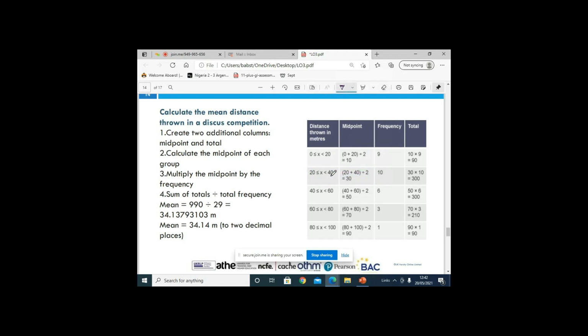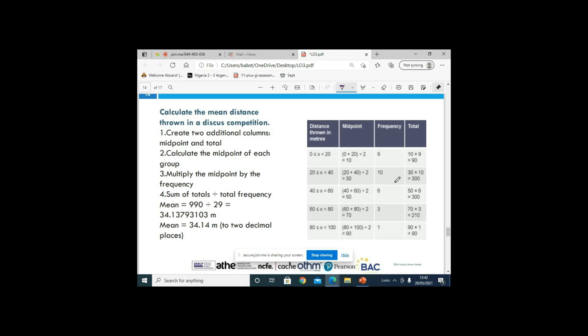Now, let's do another one. If they ask you to find the median, what's the median? It's the middle value in order. You add them together and divide by 2. So can you add them together, please? The total is 29. 29 is odd, isn't it?